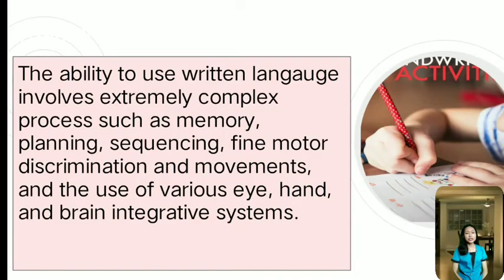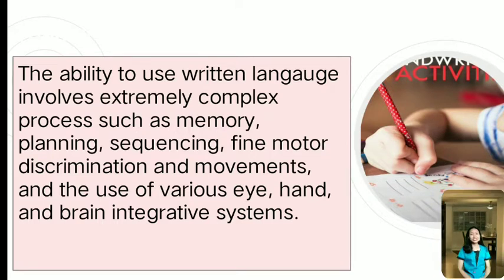Teaching handwriting: the ability to use a written language involves an extremely complex process such as memory, planning, sequencing, fine motor discrimination and movements, and the use of various eye, hand, and brain integrative systems. Children at about the age of 5 or 6 are mature enough to profit by instruction in handwriting. We should not be surprised, however, to find a number of children who are not ready to profit from such instruction or who need highly individualized and specialized instruction in order to succeed at such complex tasks.